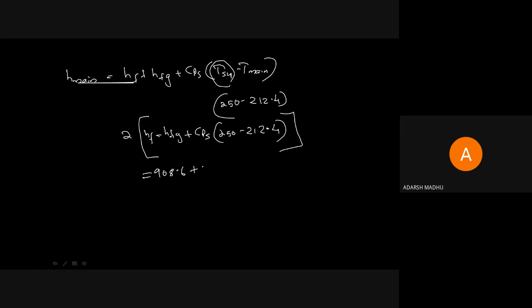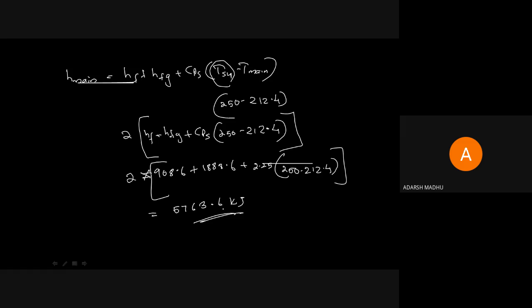908.6 plus HFG value is 1888.6, plus CP value is given as 2.25 into (250 minus 212.4). The whole value into 2. We'll get the value of H main as 5763.6 kilojoule.